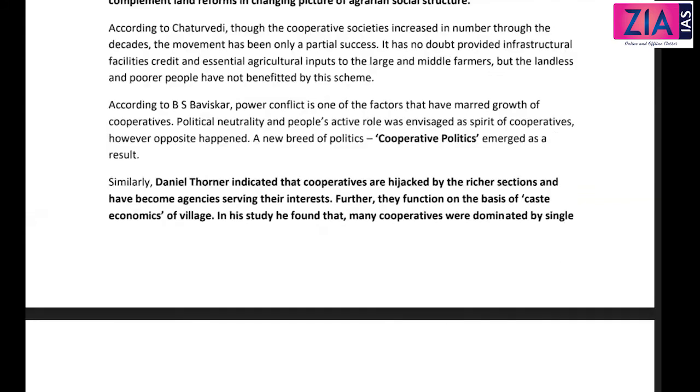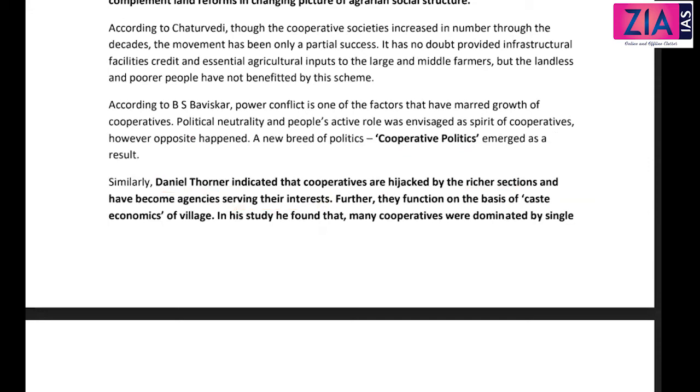Then cooperative politics, which I've discussed just before. Daniel Thorner, this guy is important, guys. He indicated that cooperatives are hijacked by the richer sections and have become agencies serving their interest. Now tell me, which perspective is this? Is he a functionalist thinker or a Marxist thinker? Seeing this itself, we can understand, right? It is a Marxist perspective, serving the interest of a few people rather than the whole.